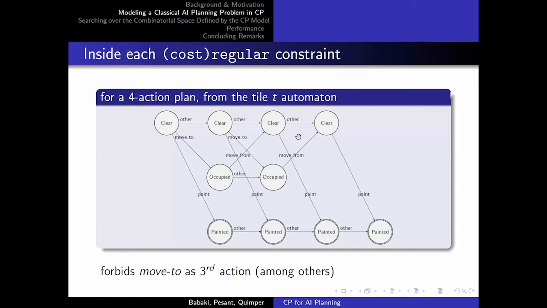From this, what can we get? We can do some domain filtering that I mentioned before. So for example, we see that because in the second to last layer of actions, there's no move to action, that can be filtered out of the domain of possible actions in the third step of that plan. And in fact, we see that it makes sense. If you're moving to tile T, then you can't possibly paint it in the next step.